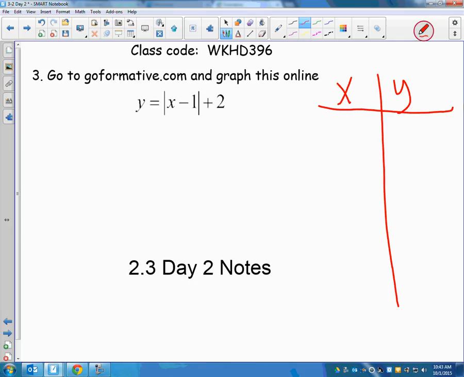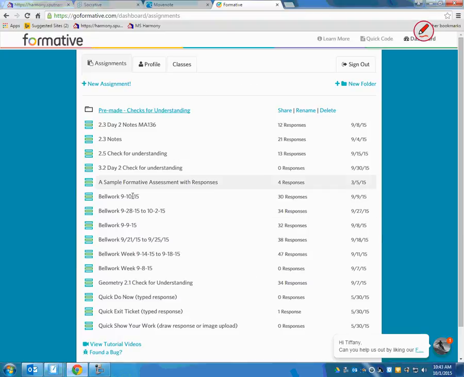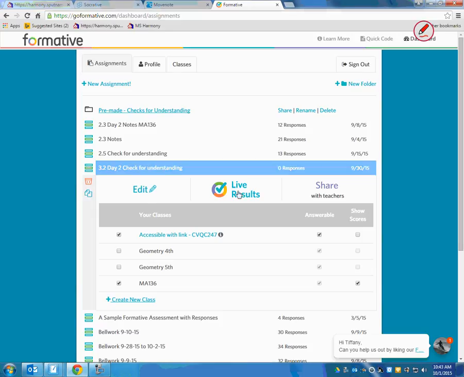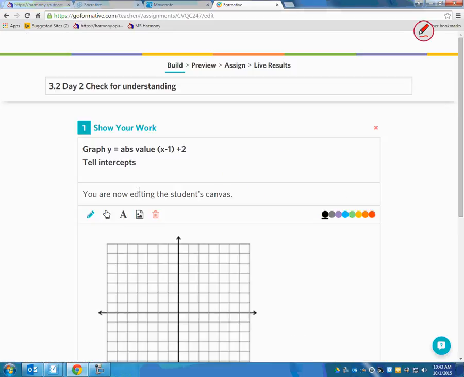No, this question isn't on there. Where is the number 9x squared minus 30x plus 25? Are you sure? Number 4. Day 3, 2.3 day 2 notes.